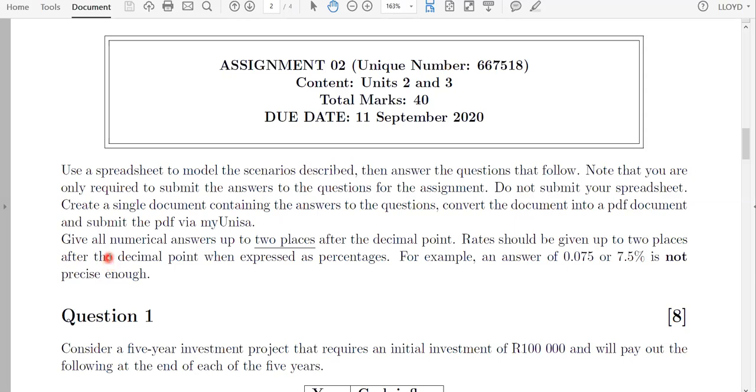Then give all numerical answers up to 2 places after the decimal point. So we're working with 2 decimal places. Rates should be given up to 2 places after the decimal point when expressed as percentages. For example, an answer of 0.075 or 7.5% is not precise enough. So your final answers should always be to 2 decimal places. Those are the instructions. They are quite helpful as you're going to be doing your assignment.